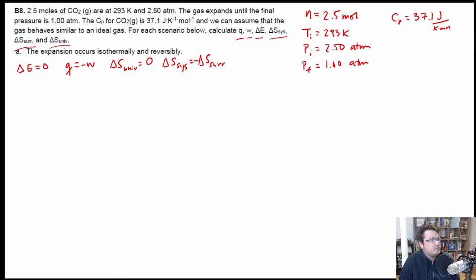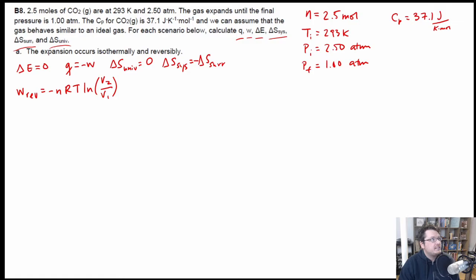So now the next question is what equations to use. For isothermal and reversible, the equation we want to use for the Q and the W is the equation for reversible isothermal work. That equation is work reversible is equal to negative nRT natural log of V2 over V1 in this scenario.